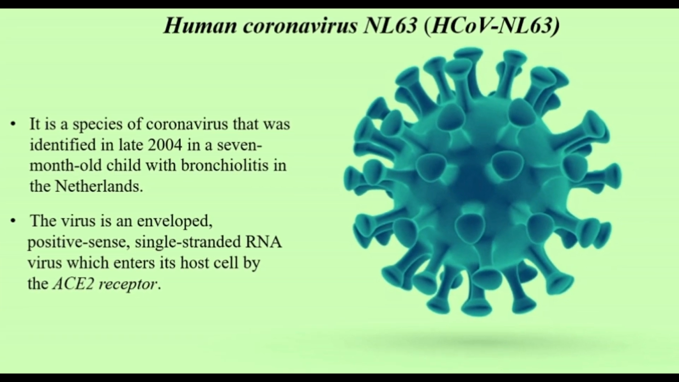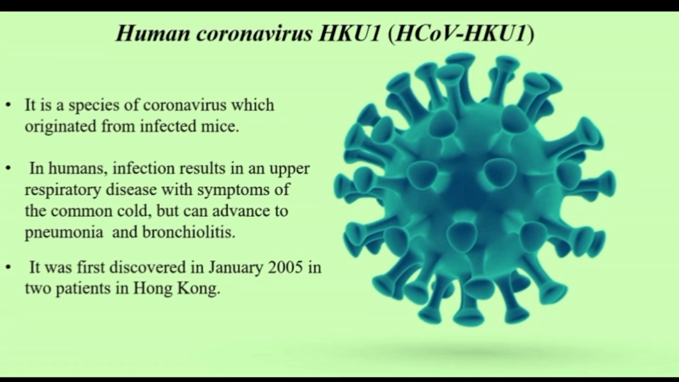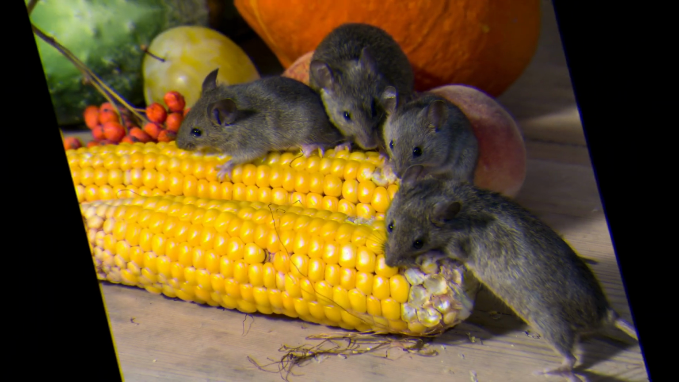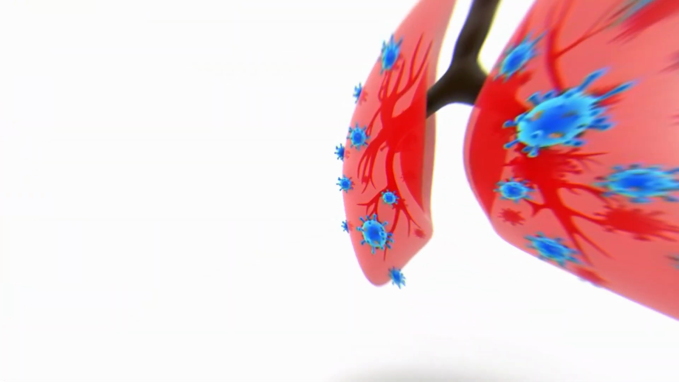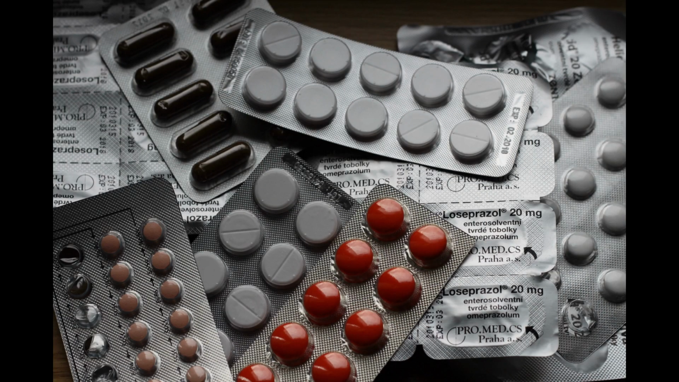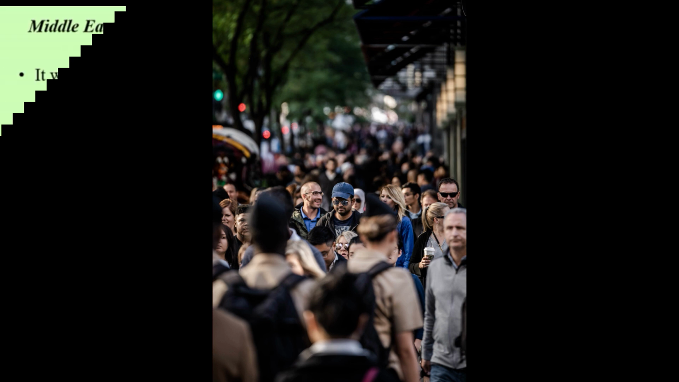Number 2, human coronavirus NL63. It was identified in late 2004 in a 7-month-old child with bronchiolitis in the Netherlands. Number 3, human coronavirus HKU1. It originated from infected mice. While humans get infected, it results in upper respiratory disease with symptoms of the common cold, but can advance to pneumonia and bronchiolitis. It was first discovered in January 2005 in 2 patients in Hong Kong.